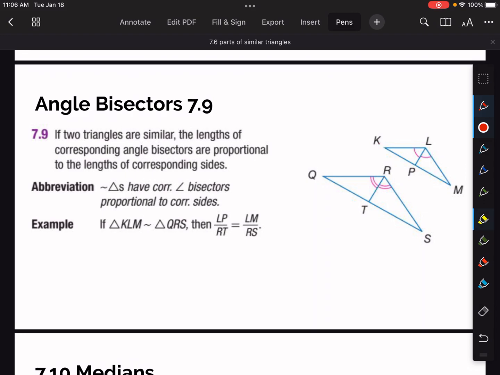So notice here, looking at the example again, that helps us make the most sense of this. LP is this angle bisector over RT, which is this angle bisector. That relationship has to equal any of the corresponding side length relationships. They just showed one of them here. They showed LM in the first triangle, and its corresponding to the big one would be RS. Okay, so angle bisector distance over angle bisector distance equals side length over side length, as long as they're corresponding, right? So have to be corresponding. They have to be the similar looking side.